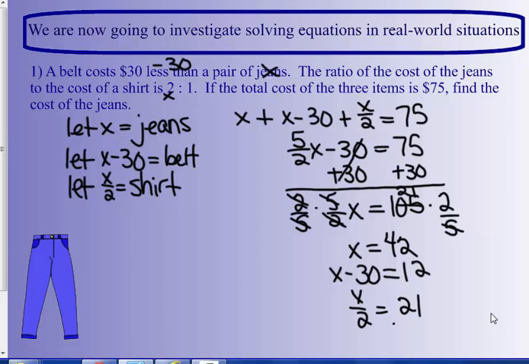I'm going to do a little check here. 12 plus 21 is 33, plus 42 is $75. Yes, that's what the three items cost. So I do have the right answer. I'm going to leave the sentence up to you. So please answer: the cost of the jeans is, as we see, $42. I said it, I didn't write it. I would like you to write it on your notes.